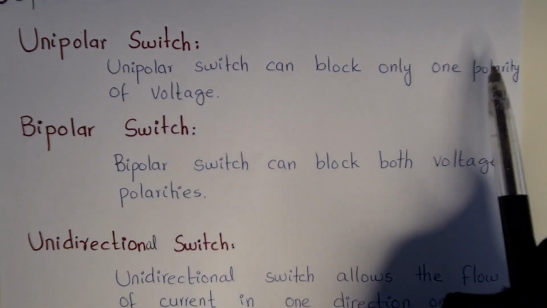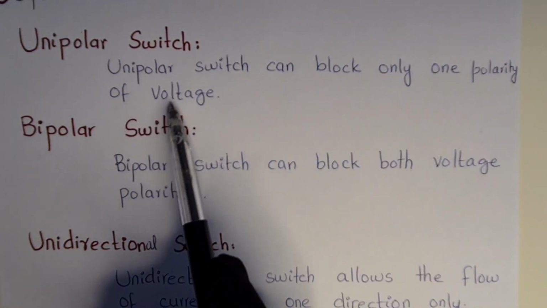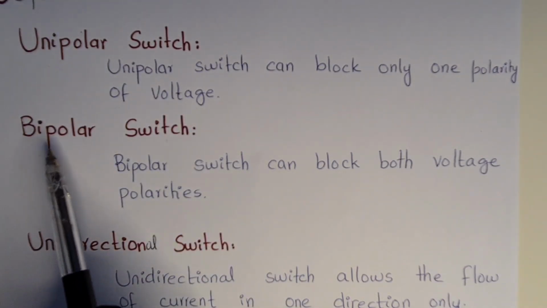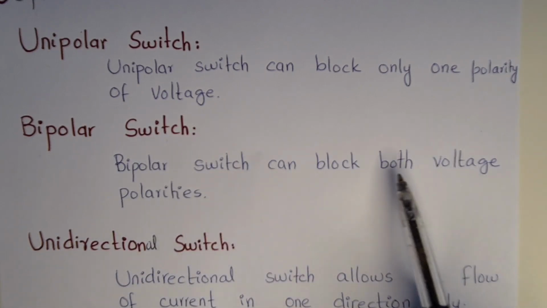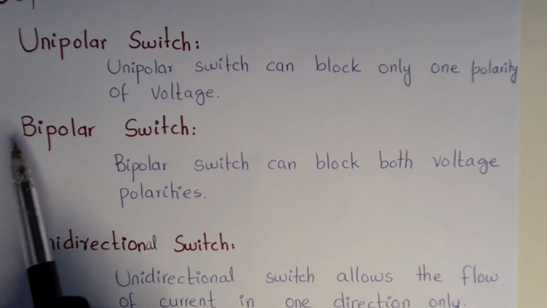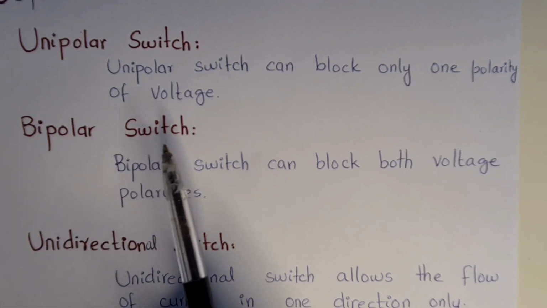A unipolar switch can block only one polarity of voltage. That's why it's known as unipolar. Whereas the bipolar switch can block both voltage polarities, positive and negative. That's why it's known as bipolar switch.